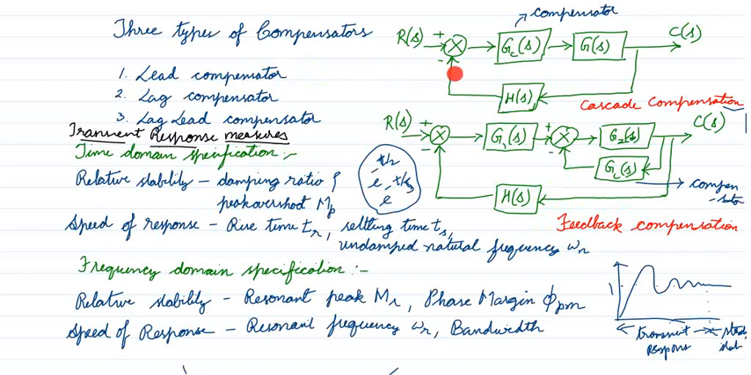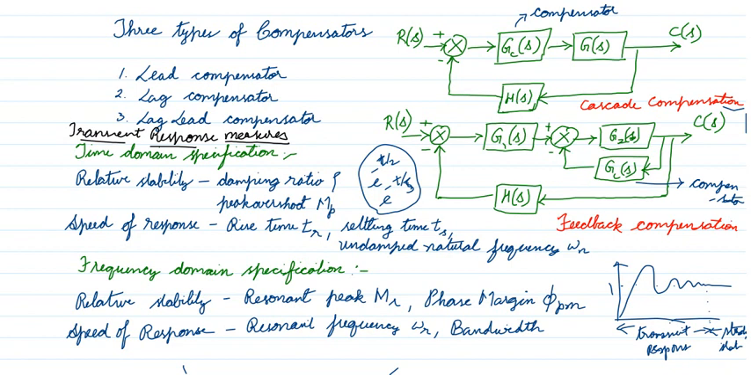If you look at this block diagram, this is a closed loop control system. If this Gc(s) is your compensator, we are going to add this compensator externally to improve some performance measures. It can be relative stability or speed of response. If I add this compensator Gc(s) in cascade with the forward path transfer function G(s), such compensation is called cascade compensation. Suppose I am adding Gc(s) in the feedback path with the forward path transfer function G2(s), it is called feedback compensation.